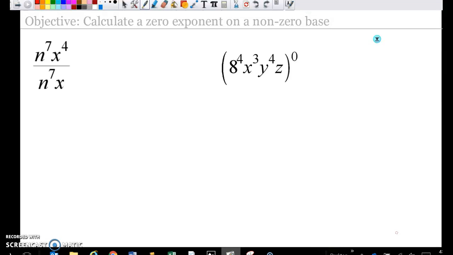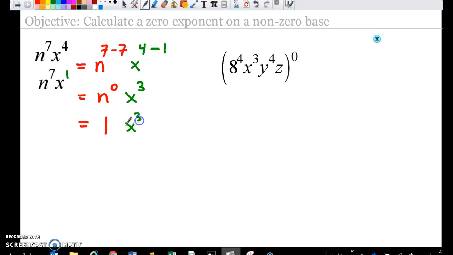All right, so we do this subtraction. N to the 7th divided by n to the 7th would be n to the 7 minus 7. That's the first base. The second base is x. It'd be x to the 4 minus 1. So then I have n to the 0 power, x to the 3rd power. N to the 0 power ends up being just 1 times x to the 3rd power. So my answer, x to the 3rd.